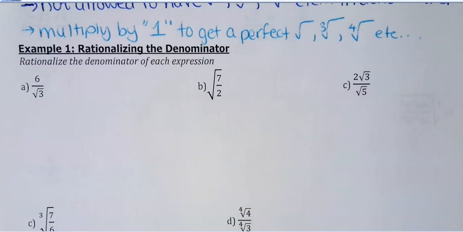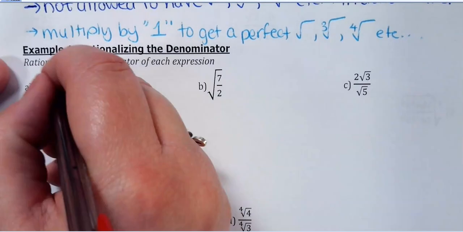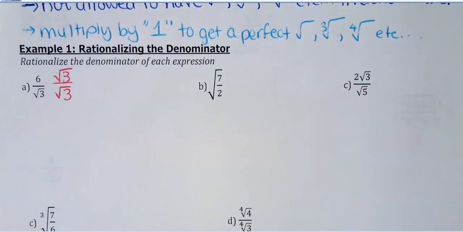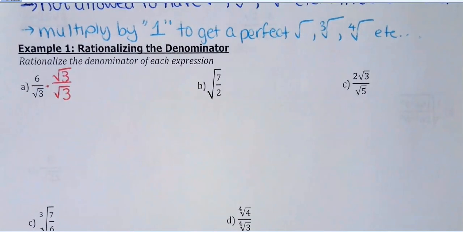So you're on the right track. Radical 3. Okay, so whatever you do to the bottom, you have to do the same thing to the top. So really, square root of 3 divided by square root of 3, that's 1. So that way we're not changing the value of the expression because I'm just multiplying by 1.